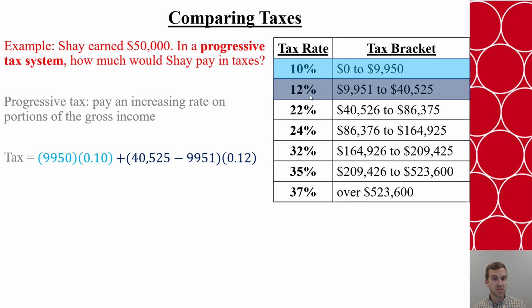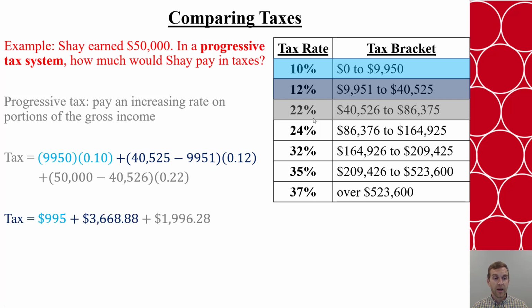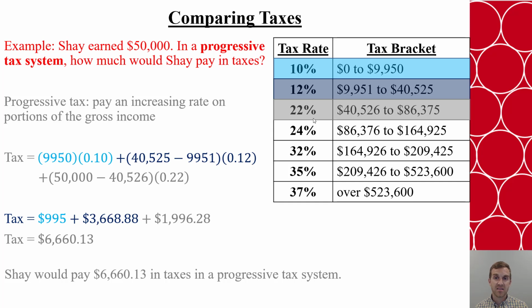Now we go to the next one. So you can see we've gone from one portion being at 10%, the next portion being at 12%, and now we're going to jump up to that 22%. And that's only going to go up now until we get to $50,000. So for this, we go to our maximum gross income, subtract the lower entry in that tax bracket, and multiply it by our tax rate. Now let's simplify this. So we'll have $995 plus $3,668.88 plus the $1,996.28. We add these three values together and we'll see that Shay will pay $6,660.13 in the progressive tax system.